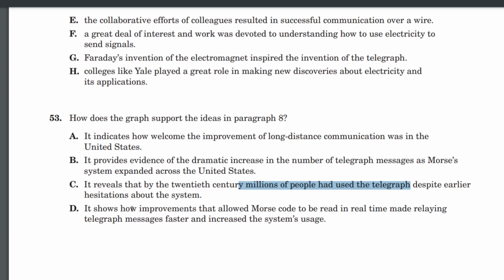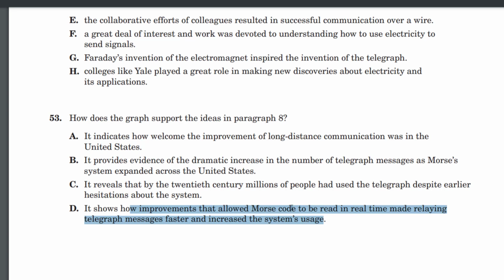D, it shows how improvements that allowed Morse code to be read in real time made relaying telegraph messages faster and increased the system's usage. No, the chart simply shows the increase in the number of messages sent over time. It does not say anything about why or how. So we cannot say anything about the improvements in the Morse code or faster relaying of messages as the reason for the expanding use of it. We just simply know the number of messages increased over time.